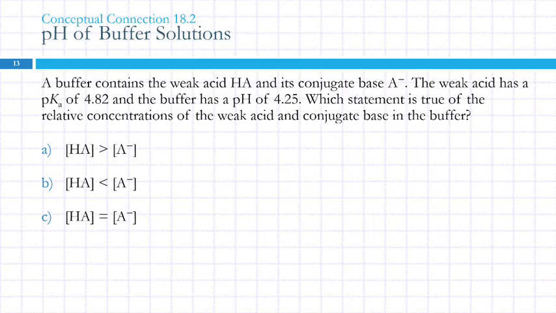So a buffer has a weak acid HA and its conjugate base A minus. The weak acid has a pKa of 4.82 and the buffer has a pH of 4.25. Which statement is true of the relative concentrations?